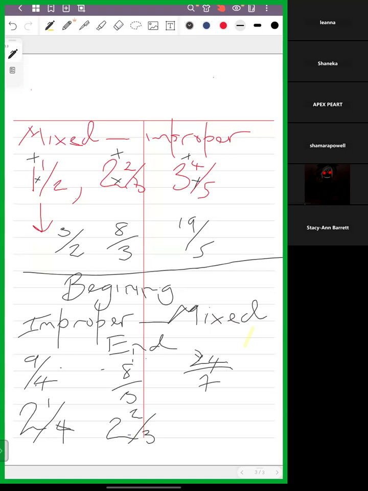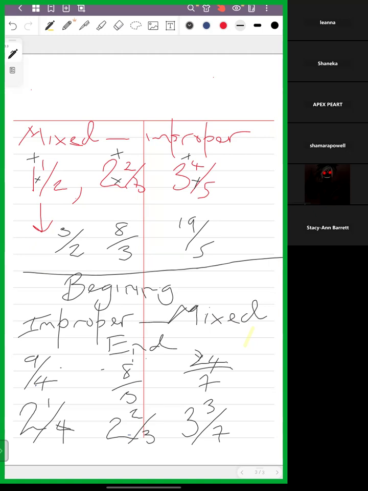24 over 7. Let's count. If your times table is good, you're going to know this can go into 24 3 times. And so 3 sevens is 21. So to get to 24, you're going to need another extra 3. And then you put it back over 7. And that is how you convert from an improper fraction back to a mixed number. All right? Everybody clear?